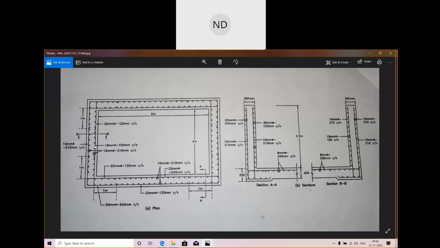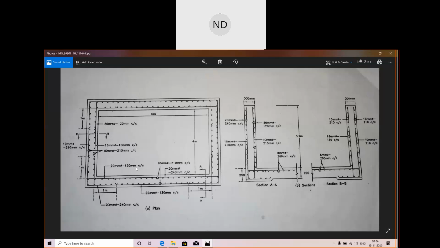Then we have the main bars on the inner face, 16 mm dia, 160 mm center to center. On the outer face we have 10 mm dia bars, 210 mm center to center spacing. Again, at the support on the shorter wall, 20 mm dia bars at 120 mm center to center spacing. So this is the section view, for both the longer and the shorter sides, and this is the plan.